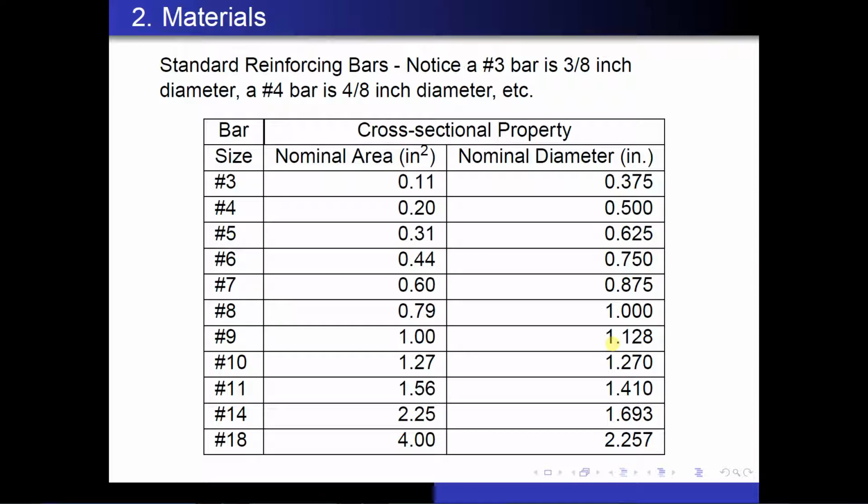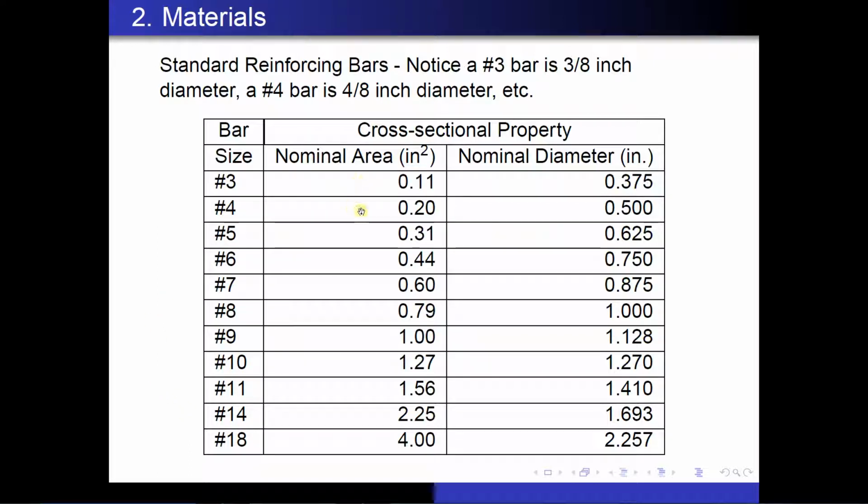Now, when we talk about rebar or reinforcing bars, we often specify them in terms of a bar size. These sizes are a variety of numbers, number 3 all the way up to number 11, and then there's a number 14 and a number 18. These numbers indicate how many eighths of an inch there are in the diameter of the bar. So for instance, here's a number 5 bar. It has a 5/8 inch diameter. That kind of idea works for all of these bars.